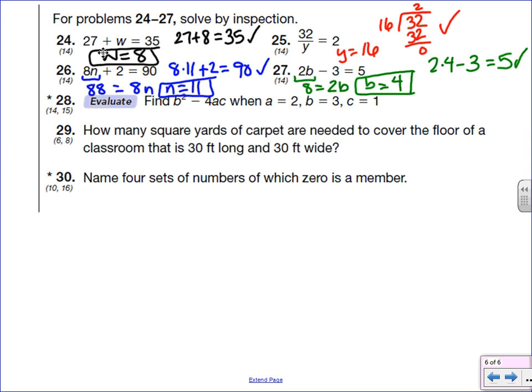Evaluate, find b squared minus 4ac when a is 2, b is 3, and c is 1. So b squared would be 3 squared minus 4 times a is 2 times c is 1. So according to order of operations, the squared comes first. So I have 9. And then I can multiply. 4 times 2 is 8, times 1 is 8. And then 9 minus 8 is 1.